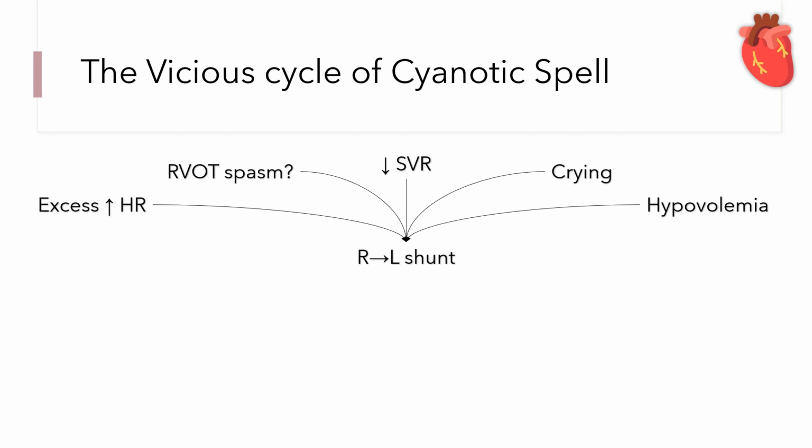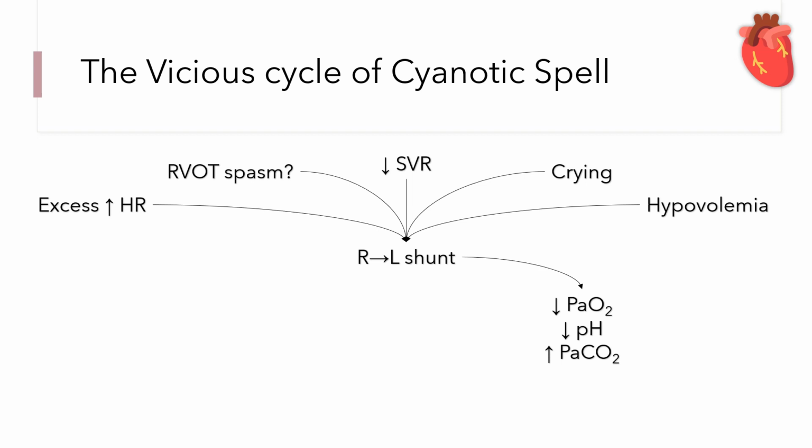Fifth thing is, if there is any RVOT spasm or infundibular spasm, but that is a questionable thing. So any condition that is causing increase in right to left shunt will cause more deoxygenated blood to go inside the systemic circulation. So there will be at the tissue level decrease in partial pressure of oxygen, decrease in pH because there will be metabolic acidosis, and increase in PaCO2 because there will be increased generation of carbon dioxide.